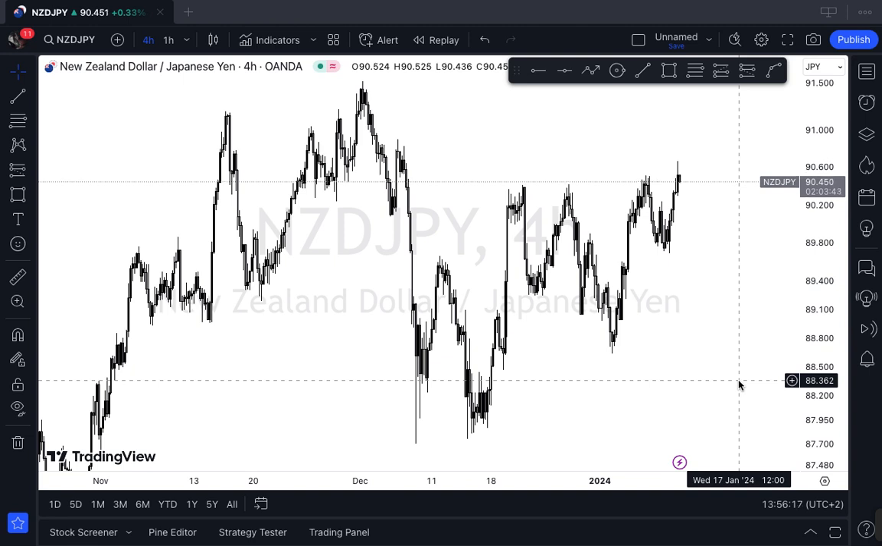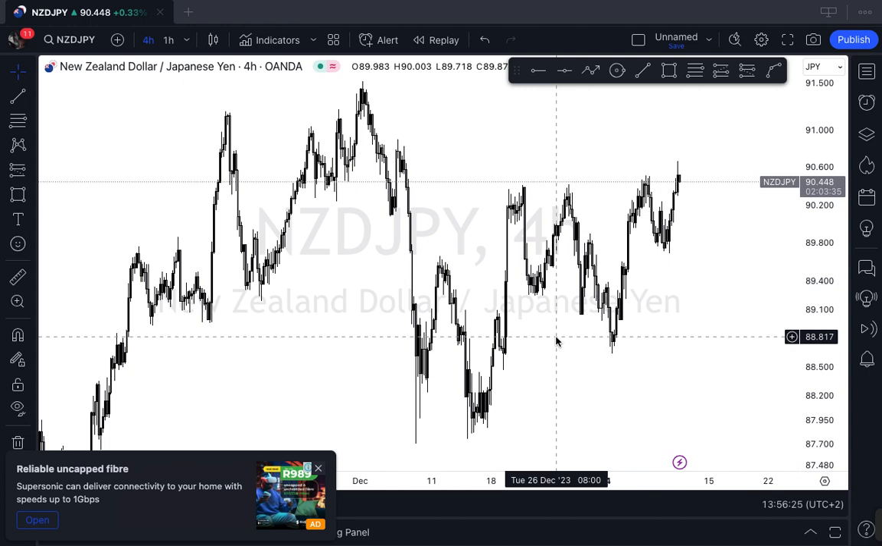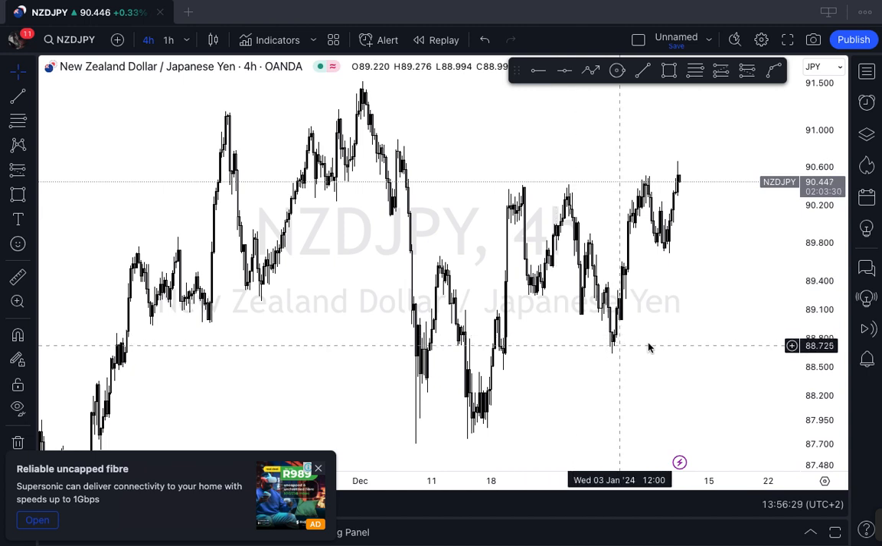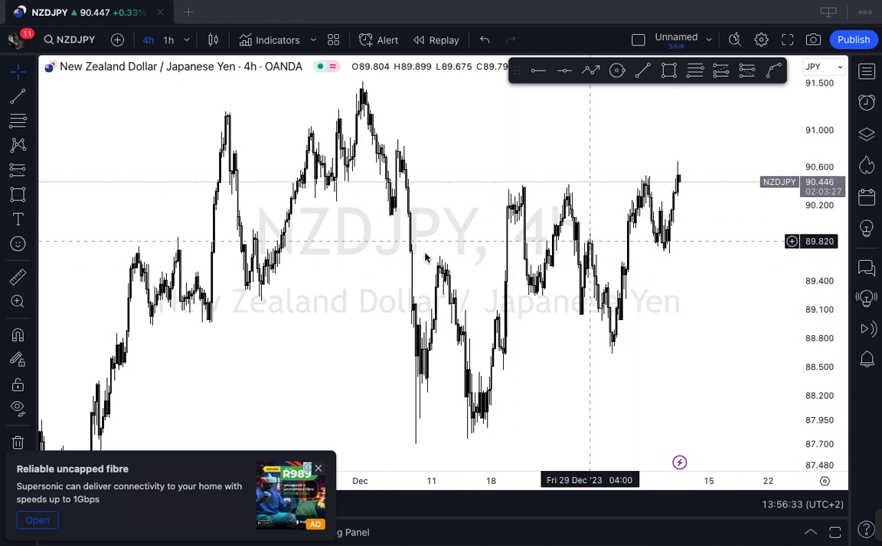So let's get it. Today we are going to be looking at NZDJPY. As you can see, we are going to be doing top-down analysis on USDJPY, on NZDJPY, sorry. So as you can see, we are on H4, which is our 4 hours time frame.